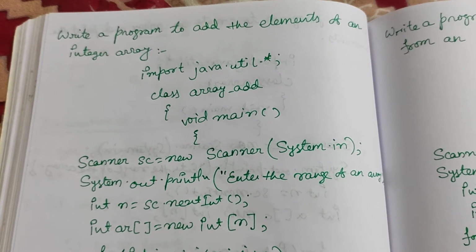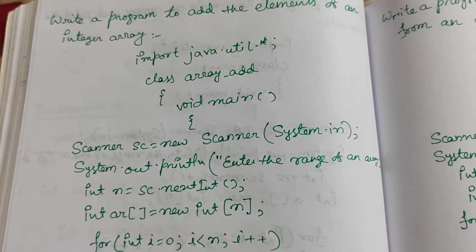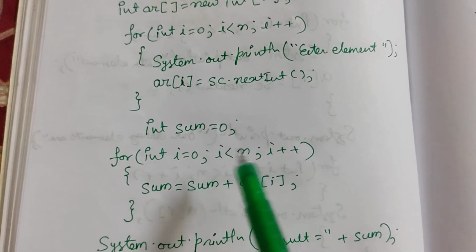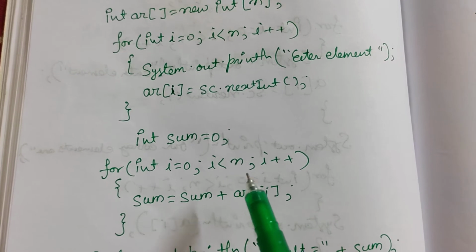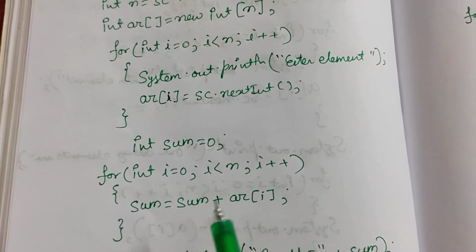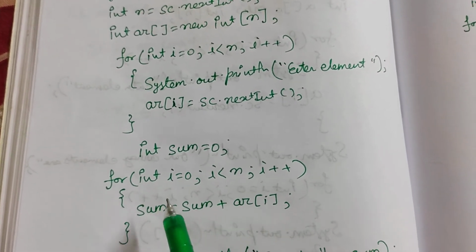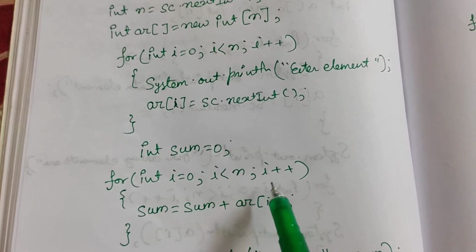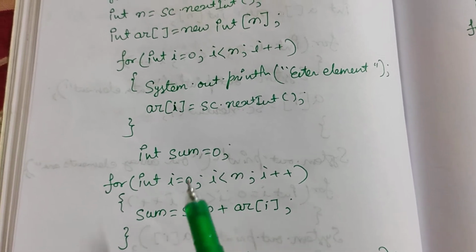Suppose instead of adding all elements, a question comes to add only even numbers. What will we do? Here we will give one check. If ar[i] % 2 == 0, then sum = sum + ar[i]. Like this we can add only even numbers. If you want to add only odd numbers, here we will give if ar[i] % 2 == 1, or not equal to 0, then sum = sum + ar[i]. Like this we can do.